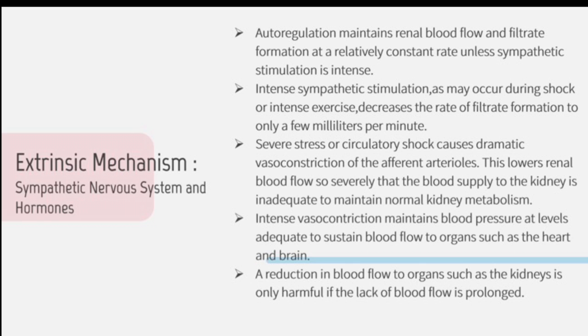The second one is the extrinsic mechanism. In severe conditions such as hemorrhage or dehydration, the mean arterial pressure can drop below 90 mmHg, and the sympathetic nervous system causes a dramatic decrease in renal blood flow and GFR to maintain homeostatic blood pressure. However, small changes in the sympathetic stimulation have a minimal effect on the renal blood flow and filtrate formation. As a consequence, kidney tissues can be damaged and thus unable to perform their normal functions if blood flow is not re-established.